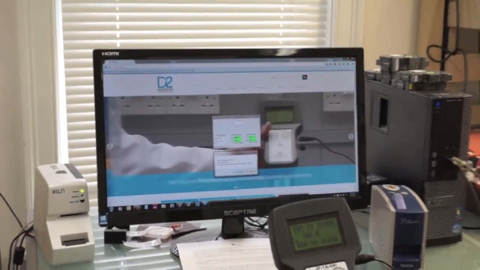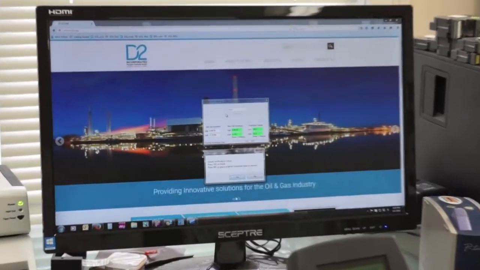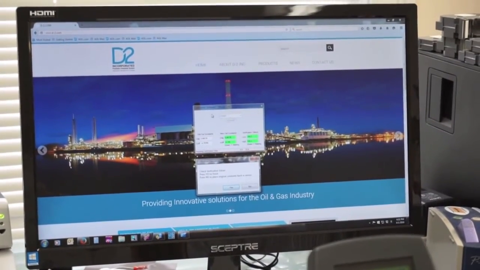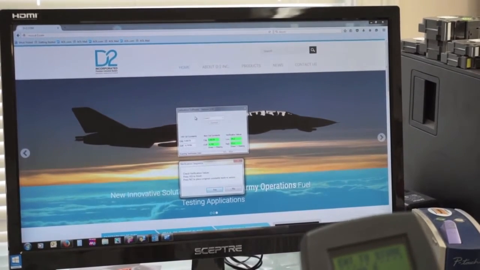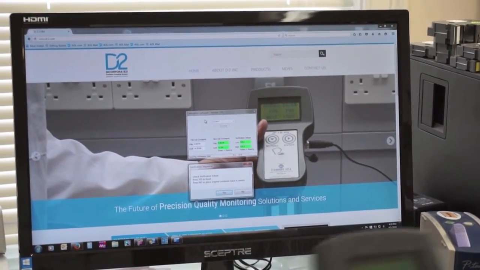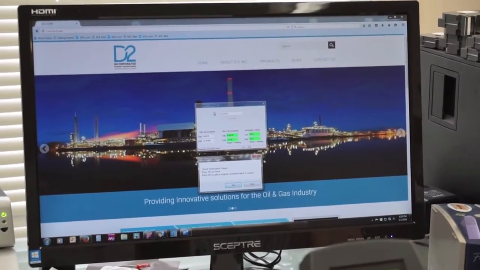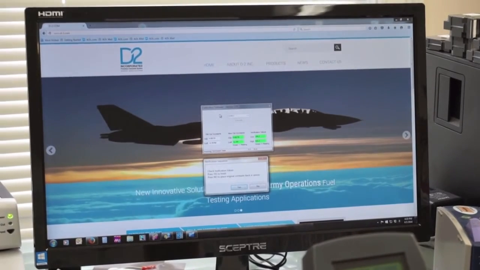So you hit yes. If any of these are red, that means our program is saying the new values are not accurate and you should not save them into the sensor. If you get red values, please redo the calibration process as I just showed you. And if you still get red values, please call us because we may have to do the calibration in-house.